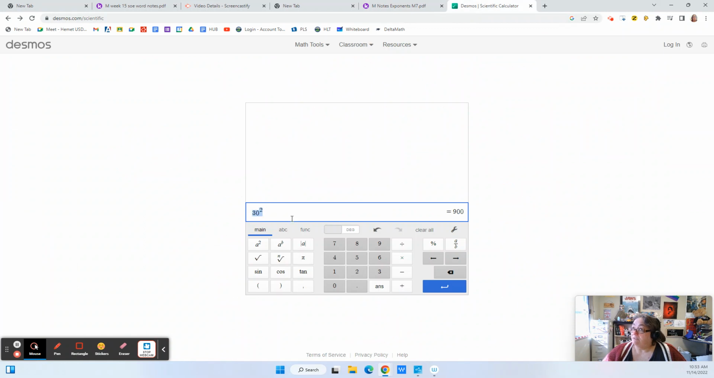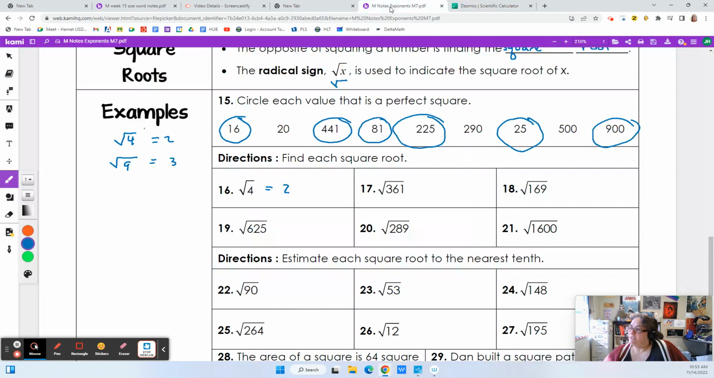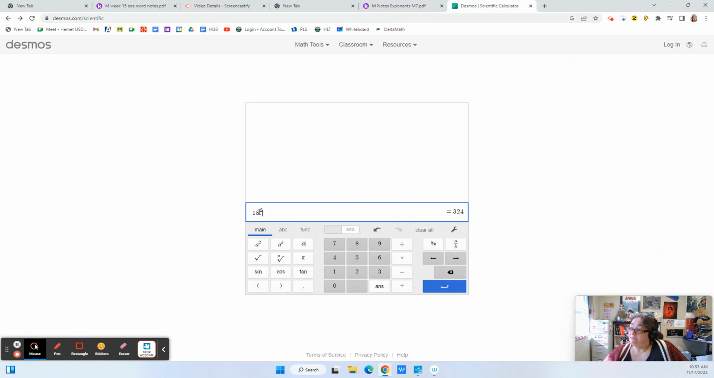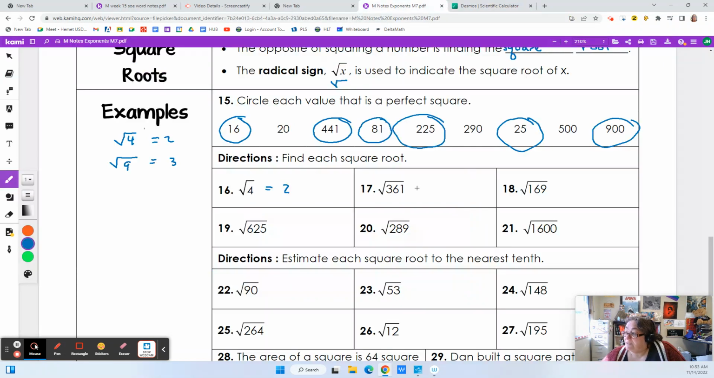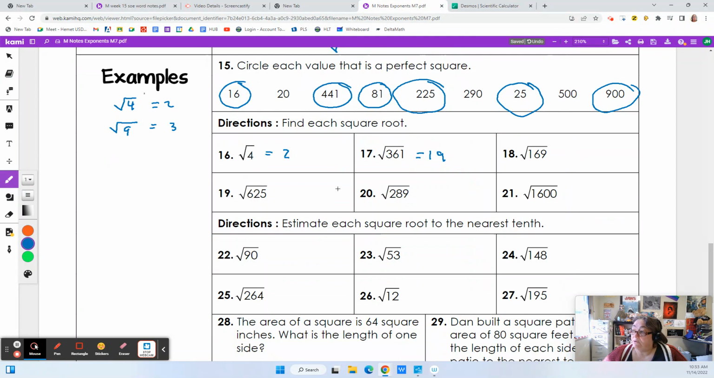Let's try 361. We know 15 is 225, so let's try 18 squared. No, still smaller than that, right? What were we looking for? 361, so let's try 19 squared. 361. So that's how you're going to have to play with it a little bit, right? You're going to have to look at numbers. It says that these each have a square root, so we know that something's going to work. It's just a matter of finding out which something.